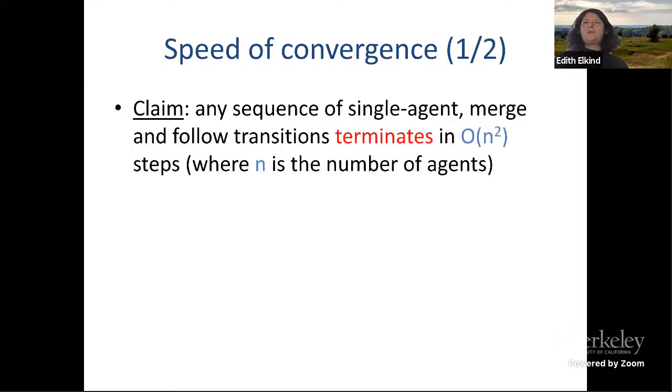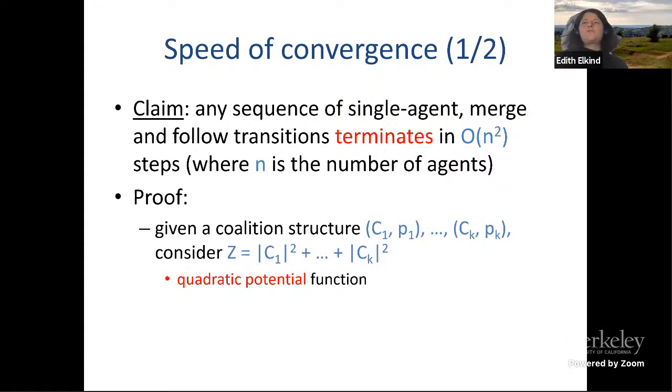Okay, so maybe a couple of words about the convergence and speed of convergence. I talk about these processes as if they necessarily converge, and that's because they actually do. So the first simple claim, maybe obvious to some people in this audience: any sequence of single agent merge and follow transitions actually terminates in a quadratic number of steps. So why is that? Well, there's an easy potential function.